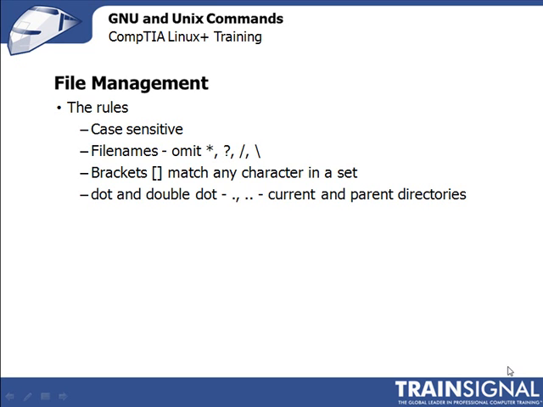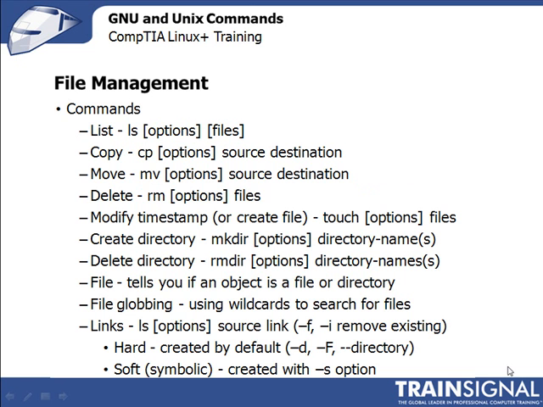The question mark is a wildcard and represents a single character, and an asterisk matches any character or set of characters. Brackets are used to match any character in a set. And we should also know that one dot refers to the current directory and a double dot refers to a parent directory. Now the first command we've used already, and it's ls, which again lists the contents of the current directory. cp copies a file from one source to a destination.